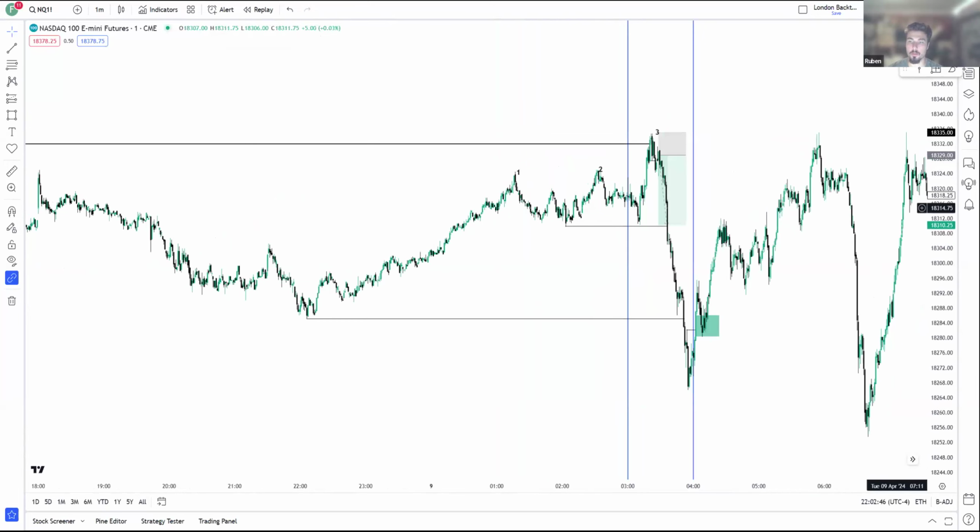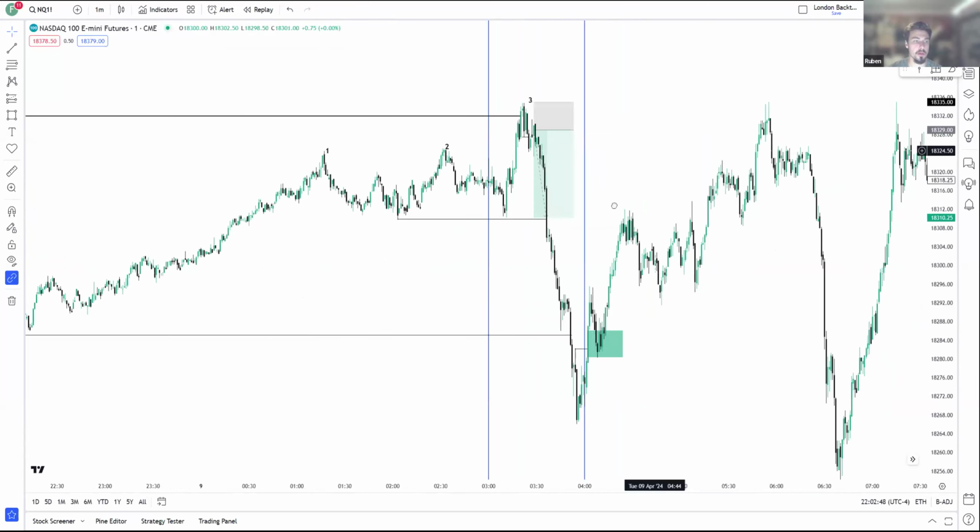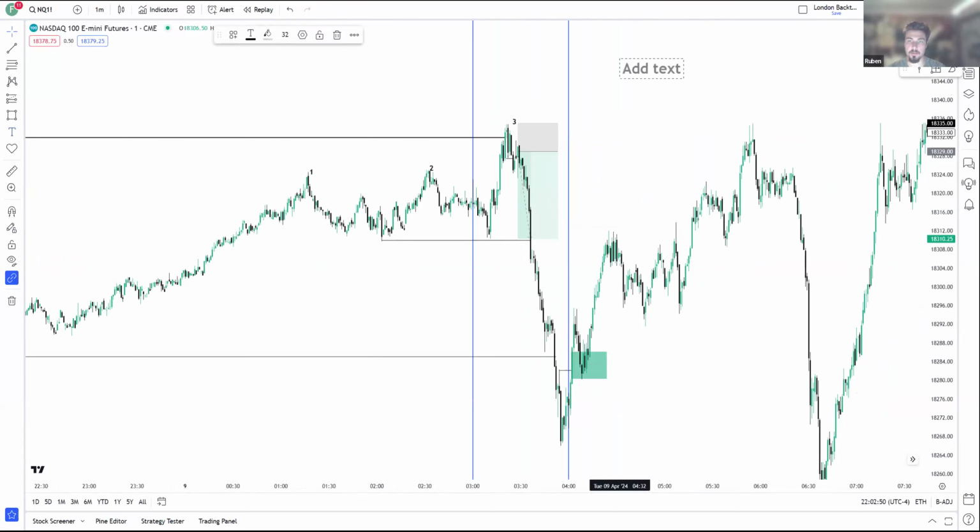For anyone that's watching this as the first video, I'm just going to phrase this by saying the London Silver Bullet or any silver bullet is just a key time frame where you can actually execute a trade within. That's all it is, right? It's a 1 hour period. In terms of London session, it's 3 to 4 a.m.